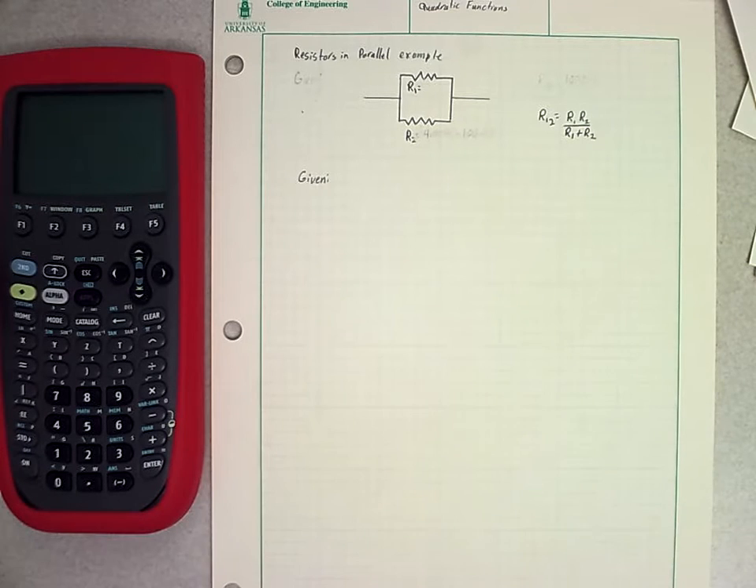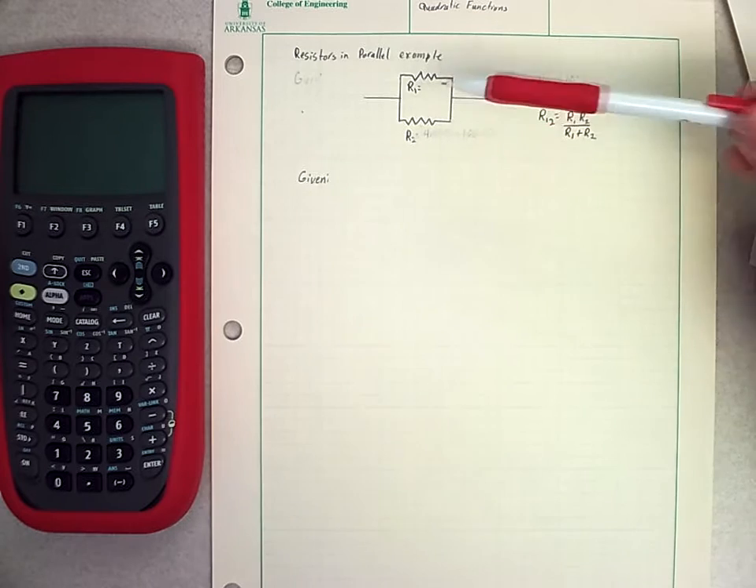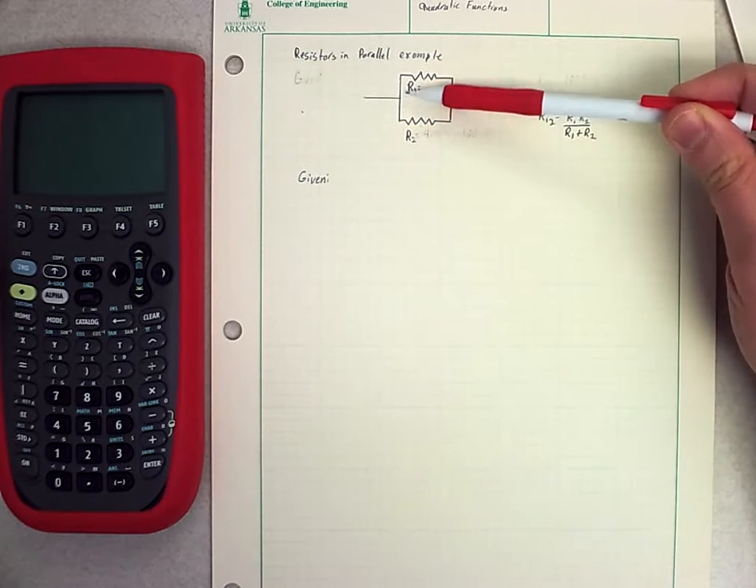Okay, continuing on with the quadratic functions. What we're going to talk about in this example is, again, electrical circuits. And in this particular one, we're going to talk about resistors in parallel. So we've got this system where we've got two resistors in parallel, meaning that current would be flowing through here.